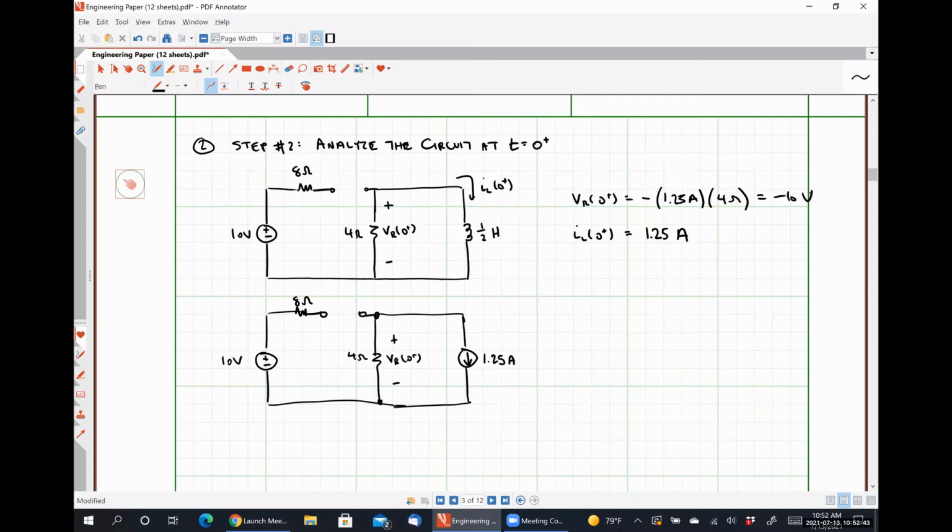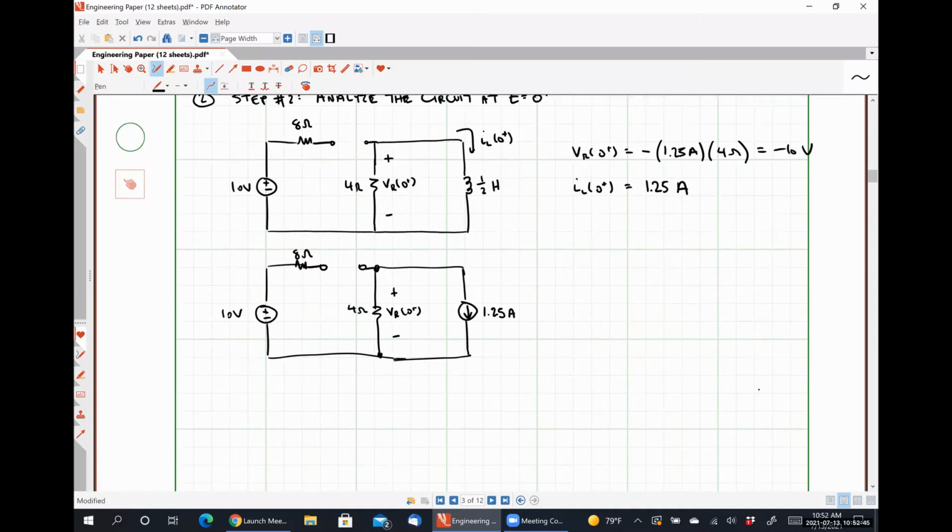All right, so now we're actually ready to solve this. Step 3 will just be to put our answers into the formula.